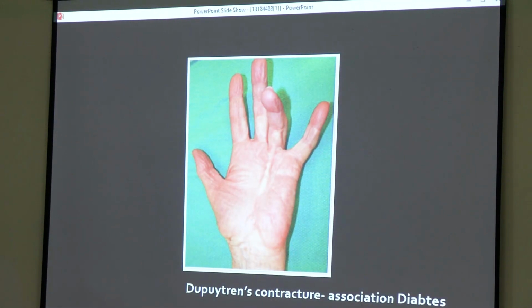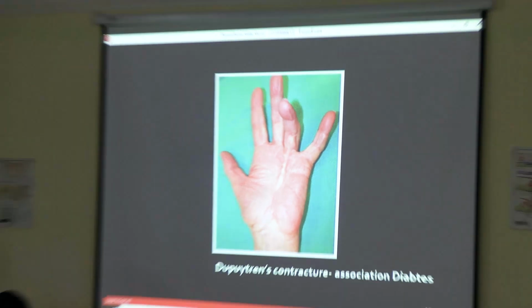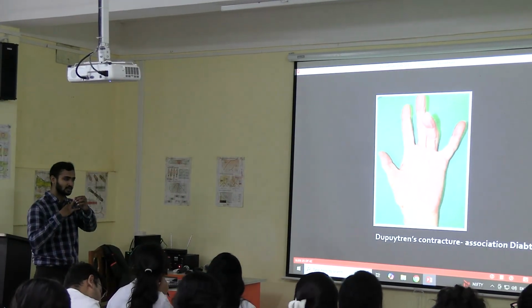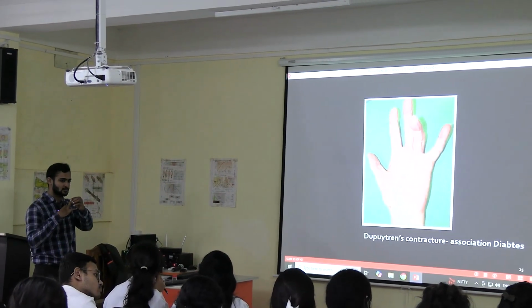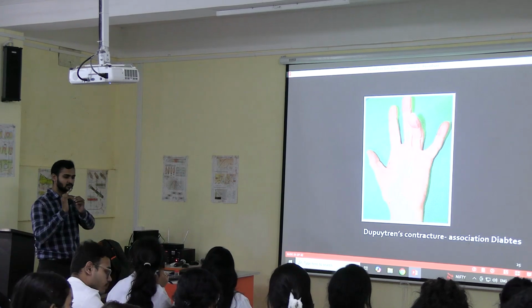This is one picture of the palm. As I said, in diabetes or in alcoholics, there is thickening of the palmar tissue and contraction of the flexor tendon. So this finger will be flexed like that. Only after applying pressure can you make it return to its original position, or it will stay contracted like that.